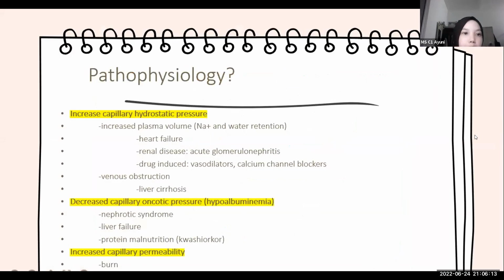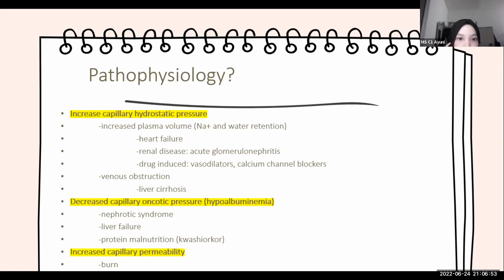All right. So the pathophysiology of edema can be divided into three. First is increased capillary hydrostatic pressure, which pushes the fluid outside of the capillary. An example is increased plasma volume, which causes sodium and water retention. For example, in heart failure, there is a reduced effective circulating blood volume. So when the body detects that, it will activate the RAAS, which causes sodium and water retention, which ultimately causes an expansion in plasma volume.